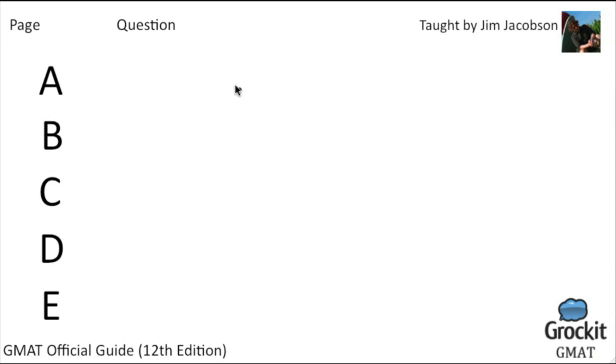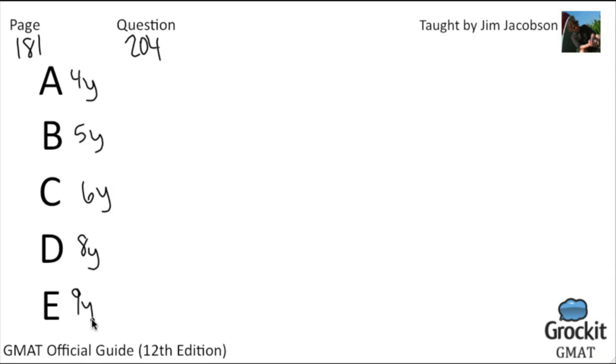Okay. 181, number 204. We have 4y, 5y, 6y, 8y, and 9y. John and Mary were each paid X dollars in advance to do a certain job together. John worked on the job for 10 hours, and Mary worked 2 hours less than John. If Mary gave John Y dollars of her payment so that they would have received the same hourly wage, what was the dollar amount in terms of Y that John was paid in advance? So John and Mary were each paid X dollars in advance, which means we are ultimately solving for X.